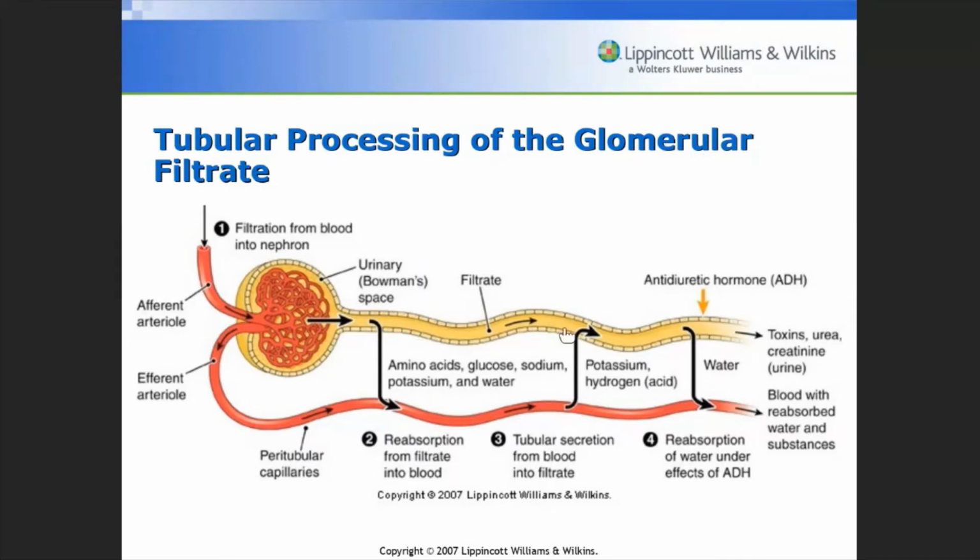Okay. And so filtration, reabsorption, and then you've got secretion, which is the third process, in which the drugs and a lot of compounds get secreted from the peritubular capillary directly into the distal convoluted tubule. Okay, and creatinine, for example, gets secreted from the peritubular capillary into the distal convoluted tubule.